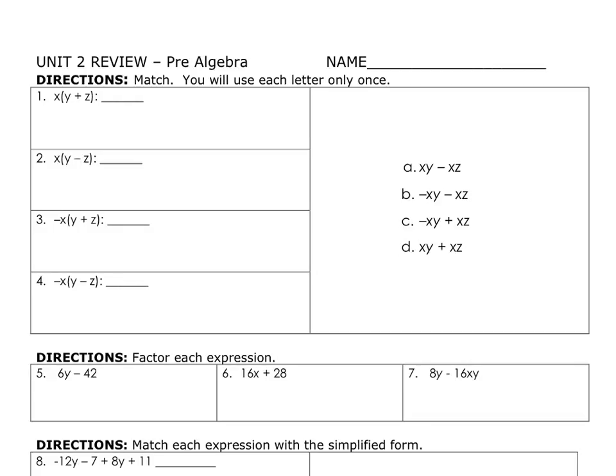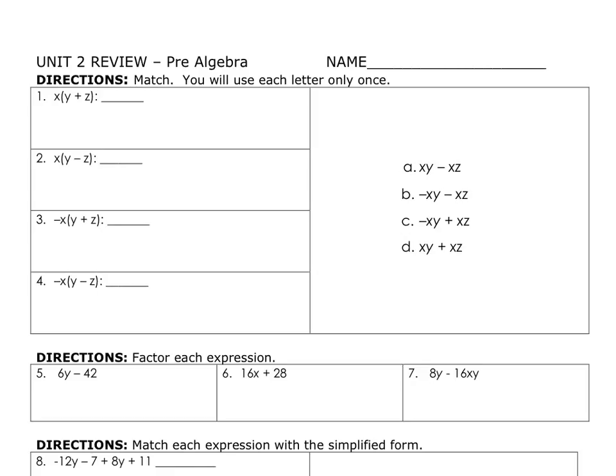This is the Unit 2 review for pre-algebra. Directions: Match. You will use each letter only once. Well, obviously, before we start matching, we need to show our work. So for number 1, we have x quantity y plus z.